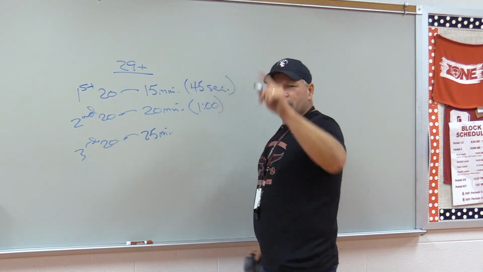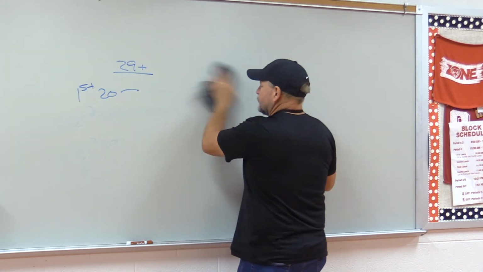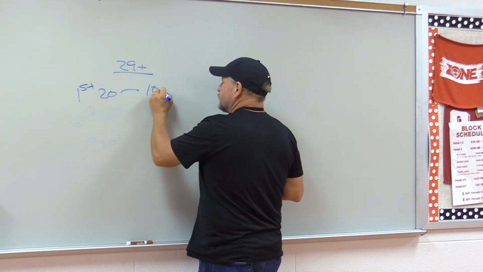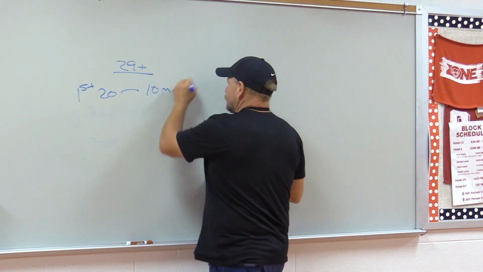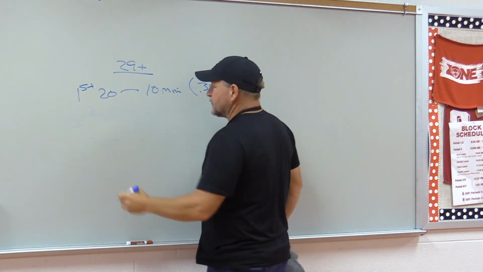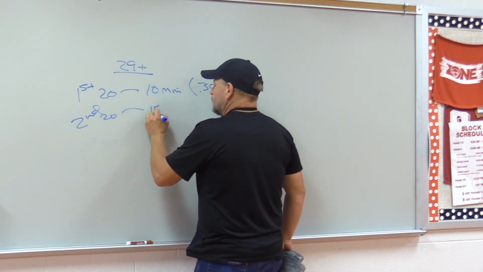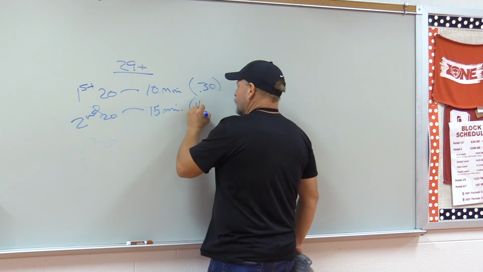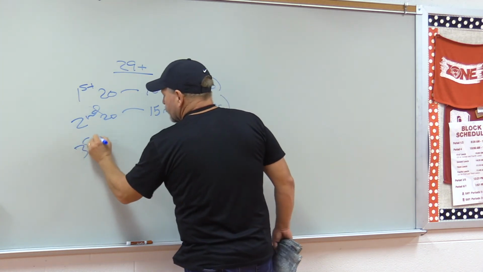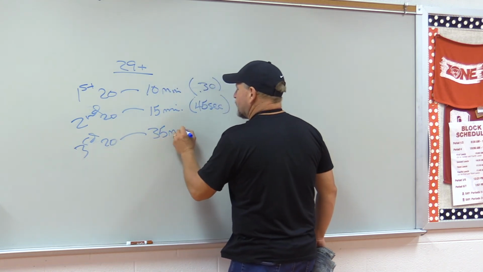Actually, you know what? Hold on. Let me tweak this. I did this wrong. All right, let me change this. That was my old method for doing that. All right, first 20, give yourself 10 minutes. 30 seconds per question. All right, second 20. Give yourself 15 minutes. 45 seconds per problem. Third 20. So 35 minutes per problem right here.